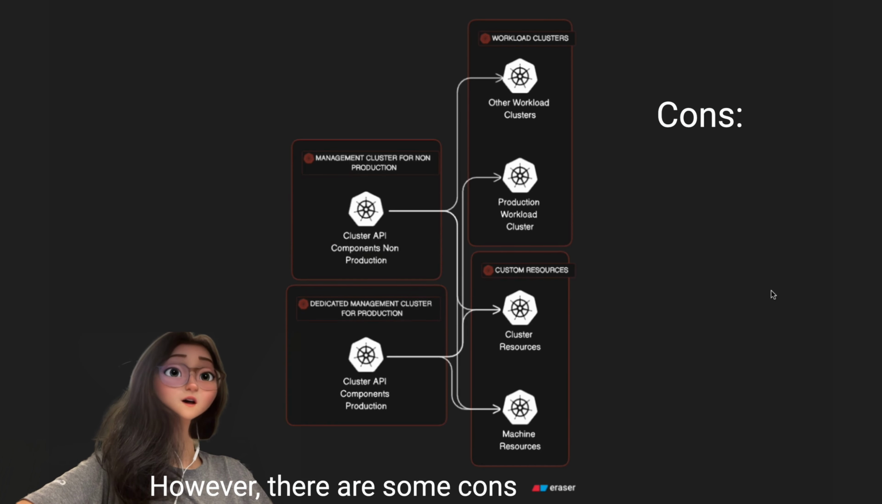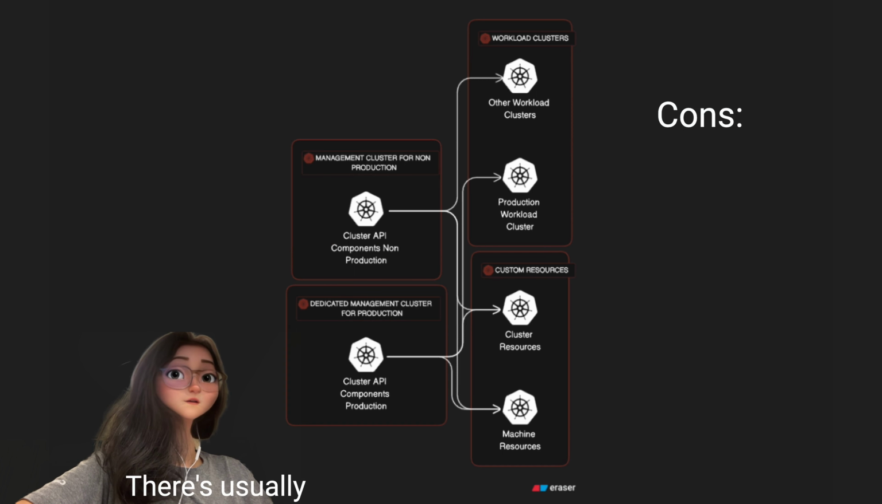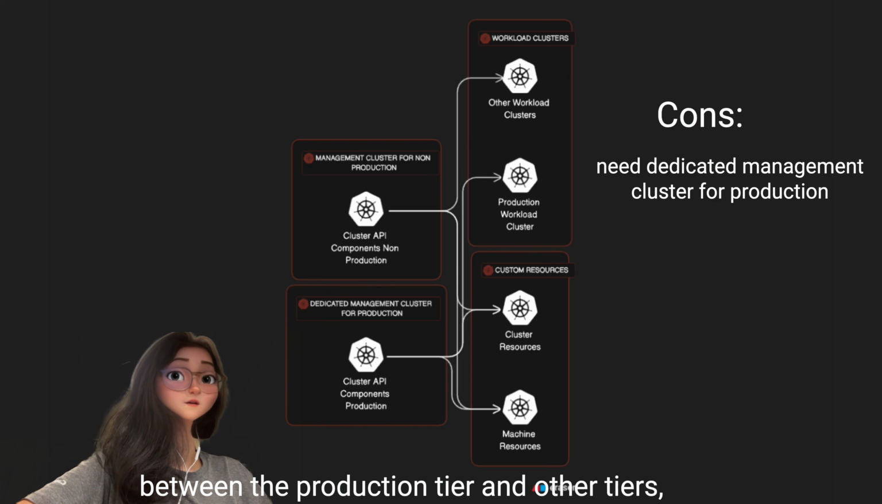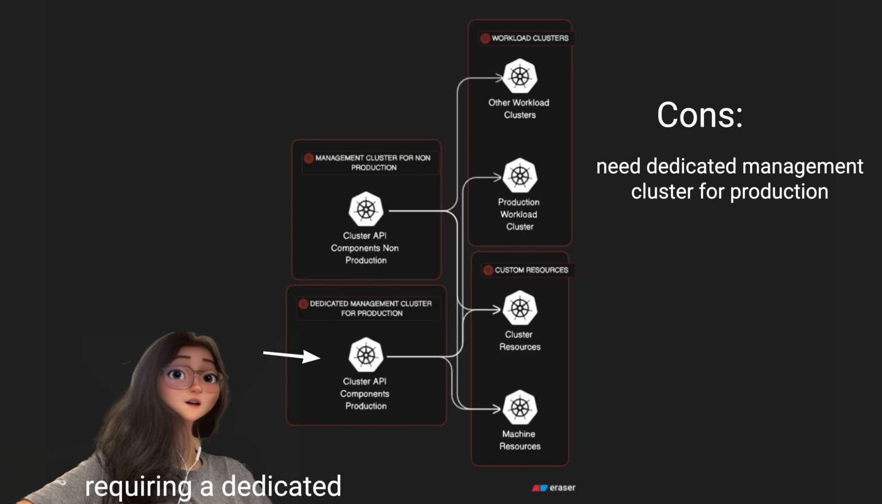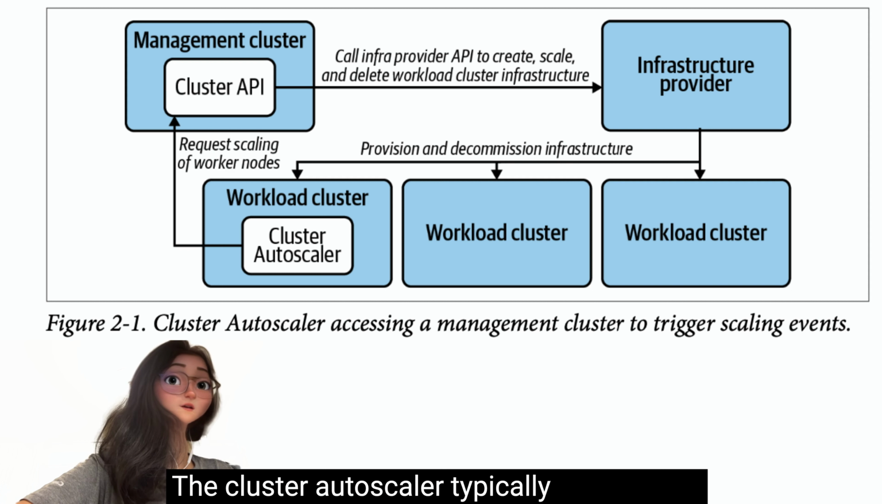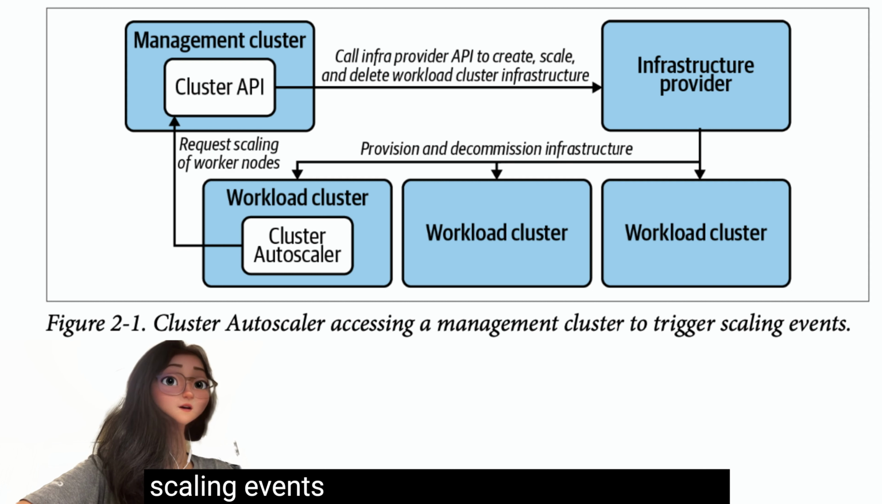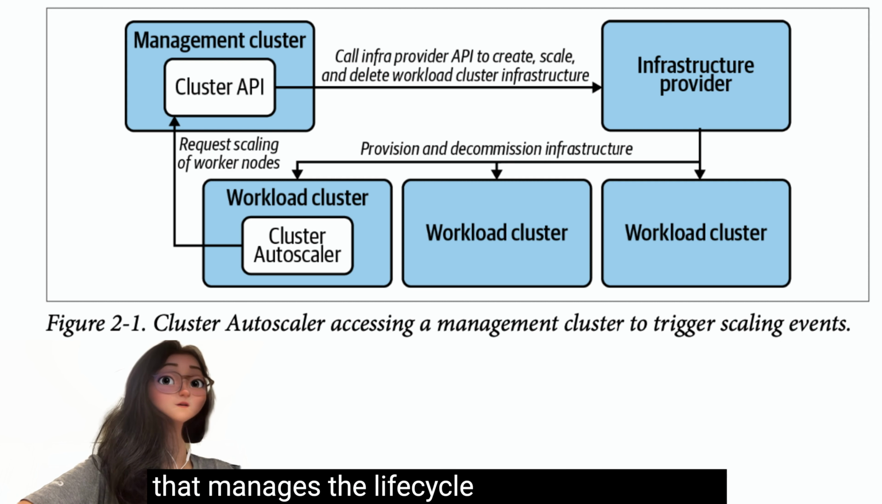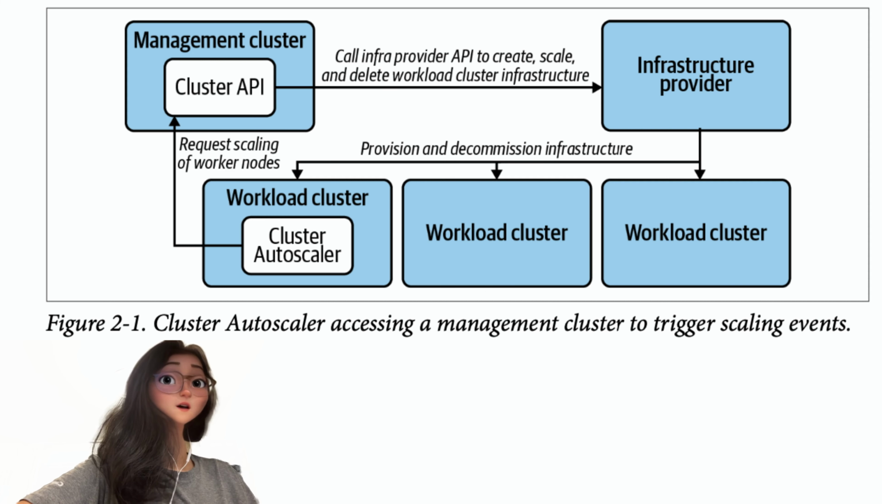However, there are some cons to be mindful of. There is usually a need to strictly separate concerns between the production tier and other tiers, often requiring a dedicated management cluster for production. The cluster autoscaler typically watches for scaling events within the cluster it scales, but the management cluster contains the controller that manages the lifecycle of workload clusters.